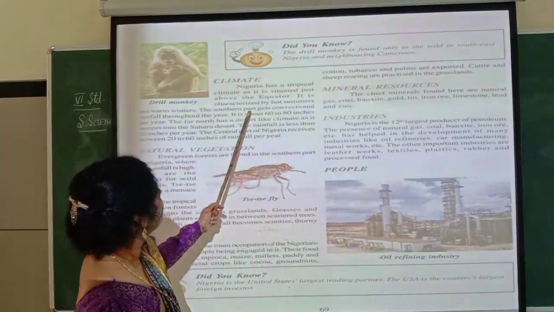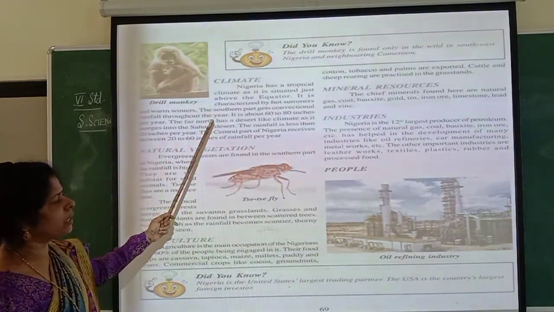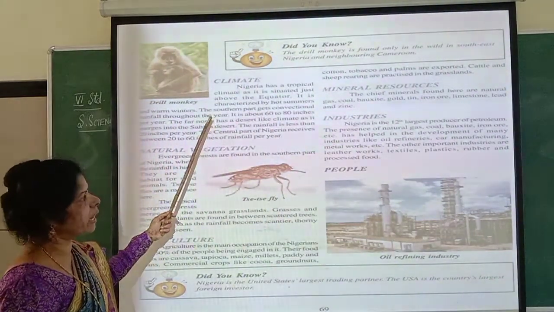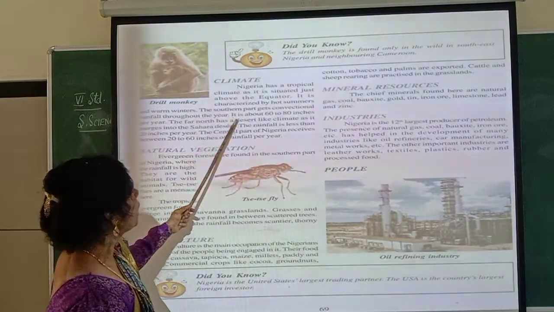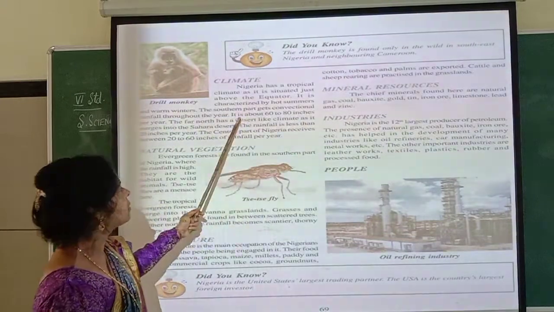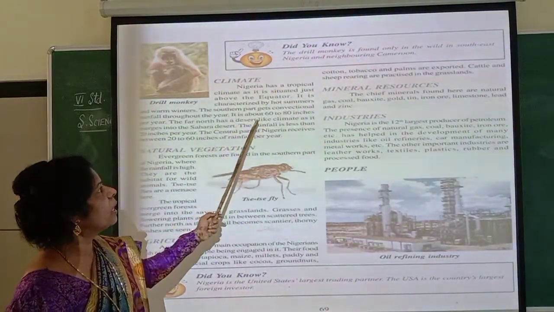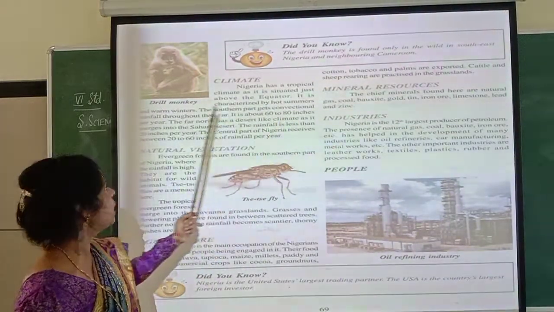The southern part gets convectional rainfall throughout the year. So the rainfall they get throughout the year is about 60 to 80 inches. So high it is. 60 to 80 inches per year. Per year, what is the rainfall? It is about 60 to 80 inches.